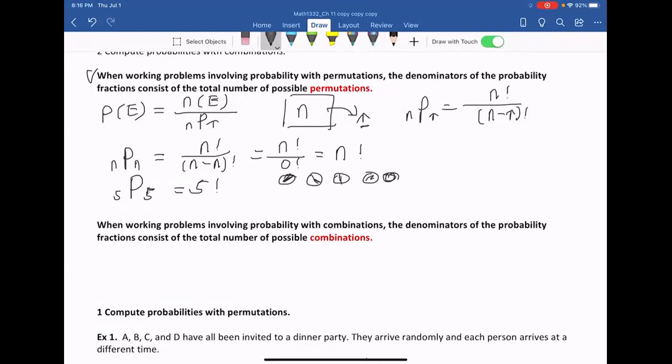I need to order them differently. In how many different ways? I don't need to choose five from a larger number. I just have five of them, and I need to order them differently. I have five factorial ways to order five of them. Okay, let's move on.